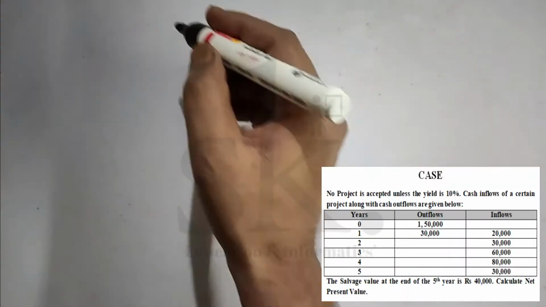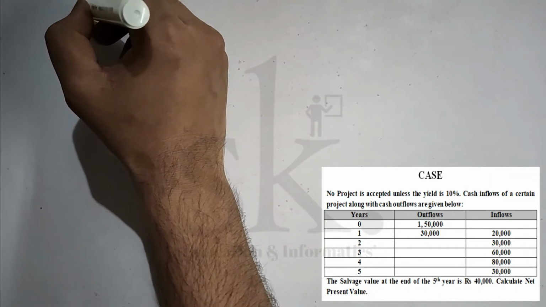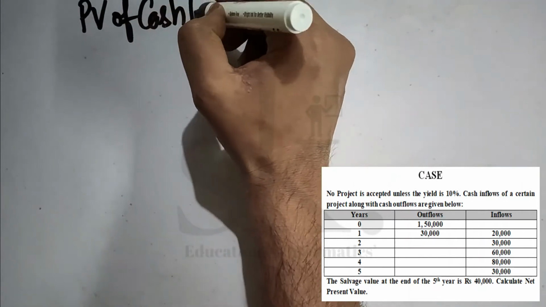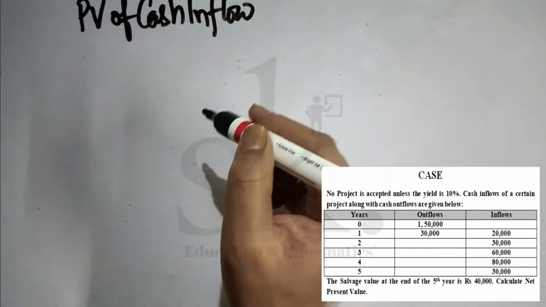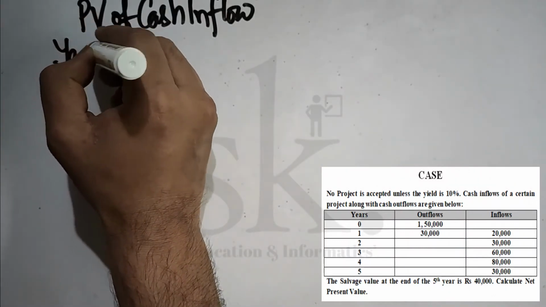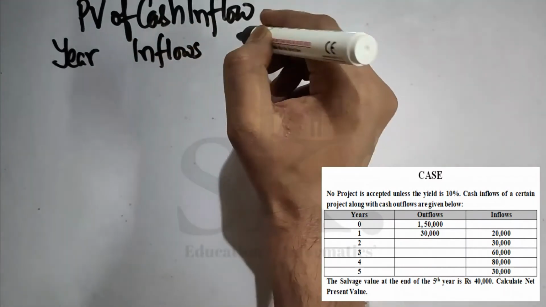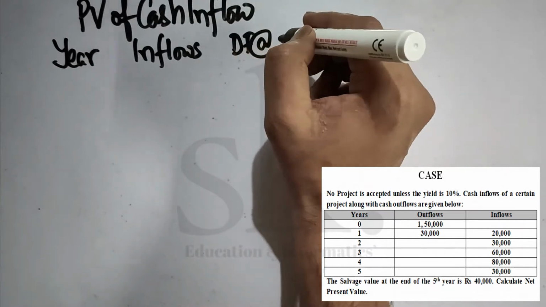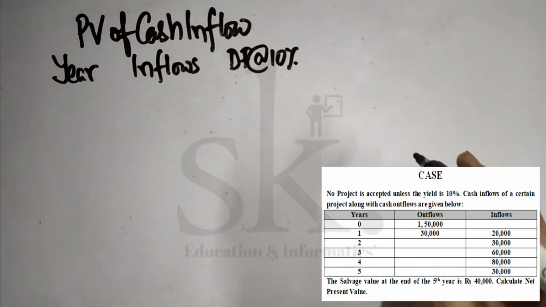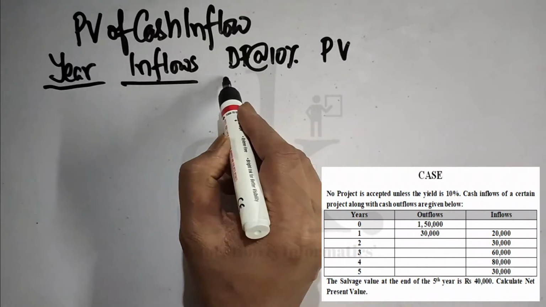So let's solve. Let's first calculate the PV, the present value of cash inflow, the future cash inflow. So what all things do we have? We have the year, then the cash inflows which are mentioned. Thereafter the discounting factor at the rate of 10%, and the last comes the present value calculation. So this is the information which has been provided.